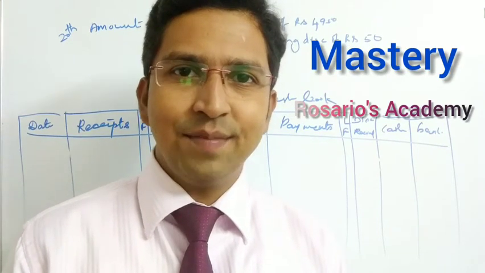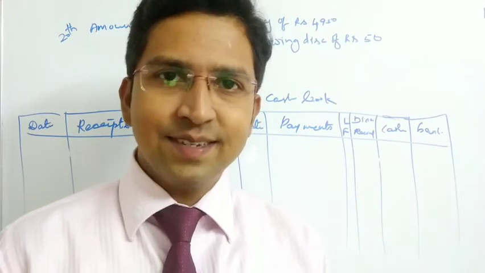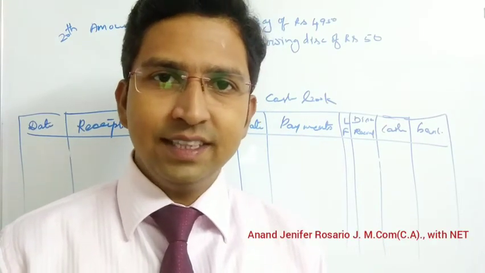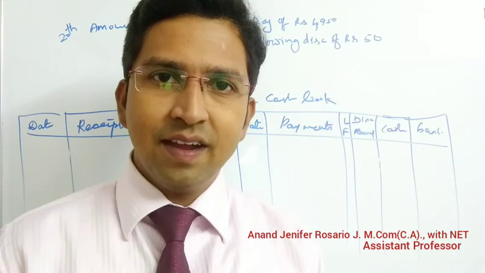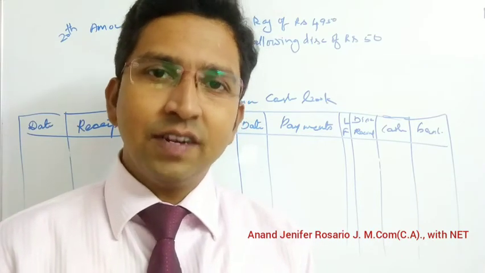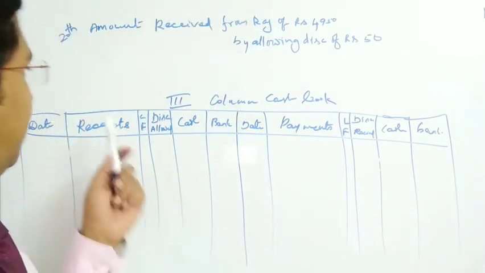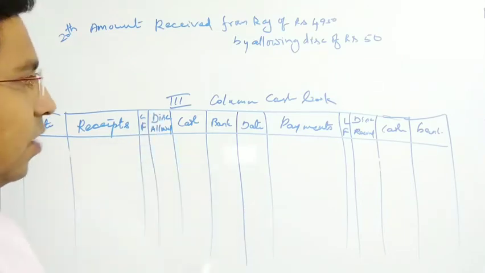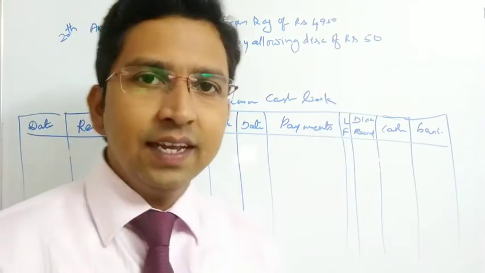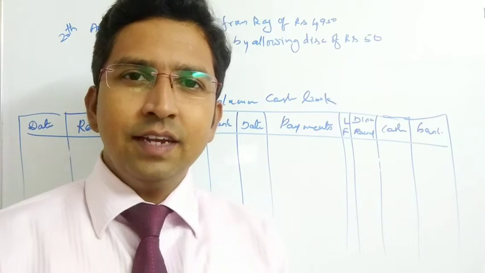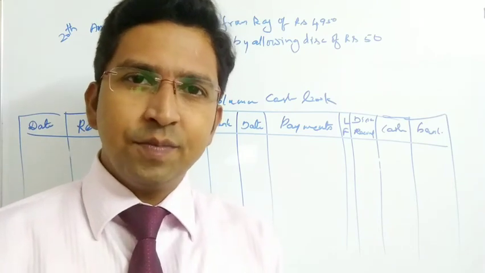In this video, we're going to discuss the 3-column cash book. It is nothing but, apart from the cash and bank columns, we have one more column for discounts. On the receipt side, it is discount allowed, and on the payment side, it is discount received. We have discussed that in our previous videos.